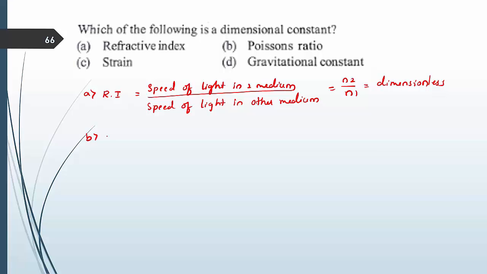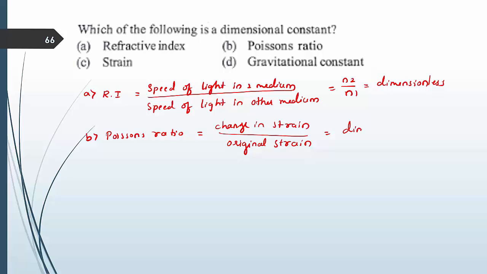Then second option you can observe Poisson's ratio. Yes, Poisson's ratio means it is a change in strain to the original strain. Change in strain to the original strain, that gives Poisson's ratio. Strain and strain, again it will get cancelled. So this is also dimensionless.